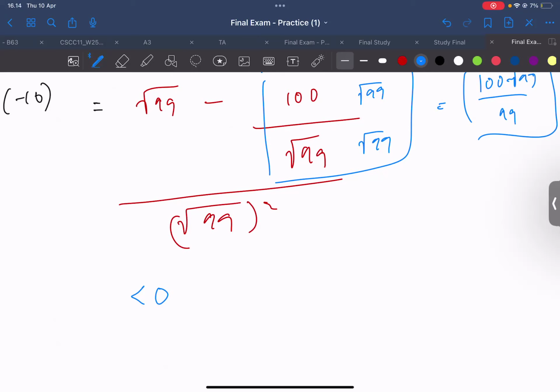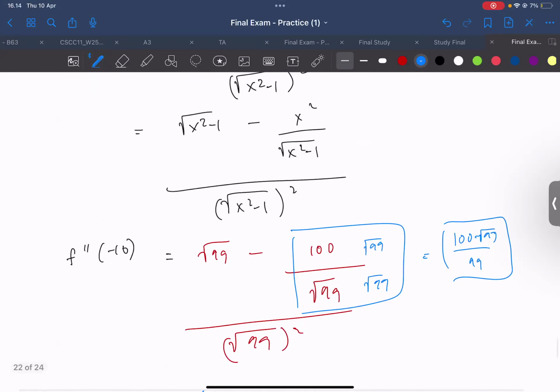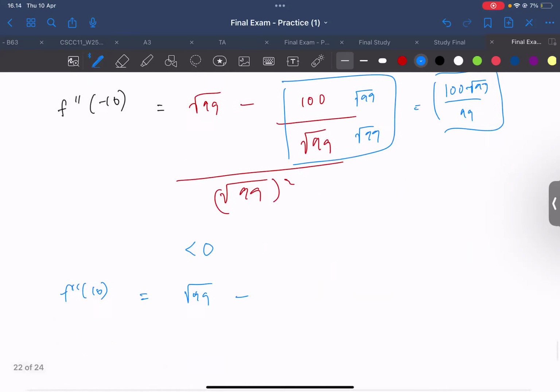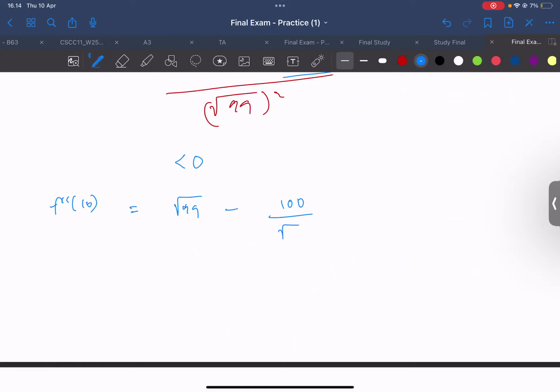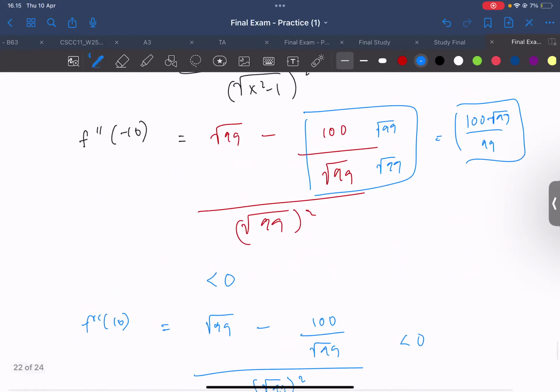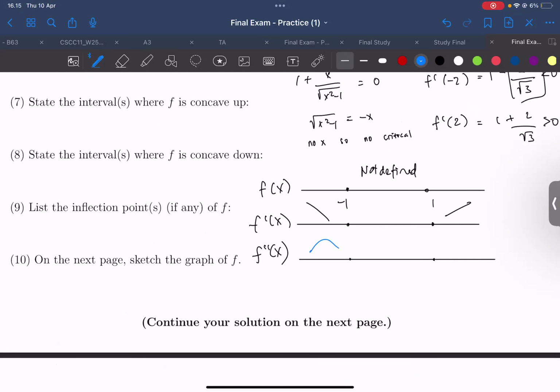Then we do it again for greater than 1, so we can pick 10. If we do 10, then we do square root of 99 again, minus 100 over square root of 99, over square root of 99 squared. So again, this will be less than 0, the same reason as when I put minus 10, it's less than 0. So now we know the concavity will be going down here and going down here.